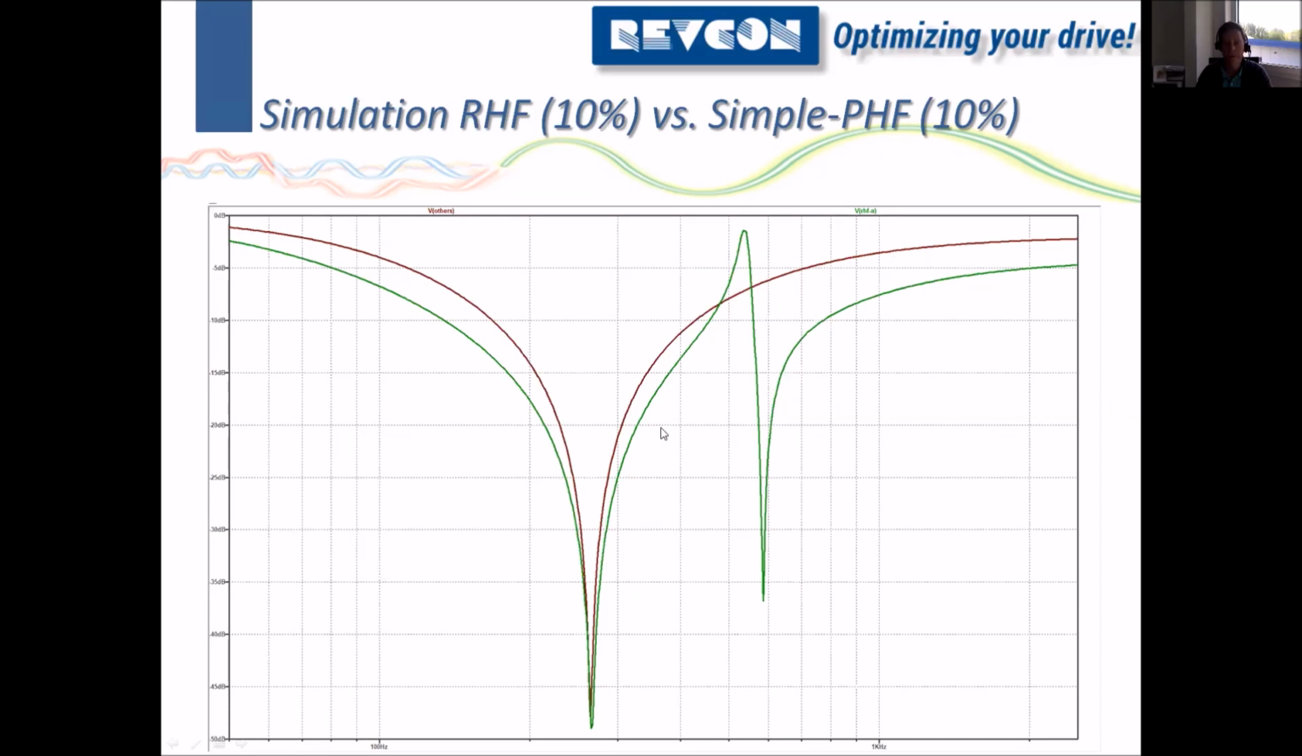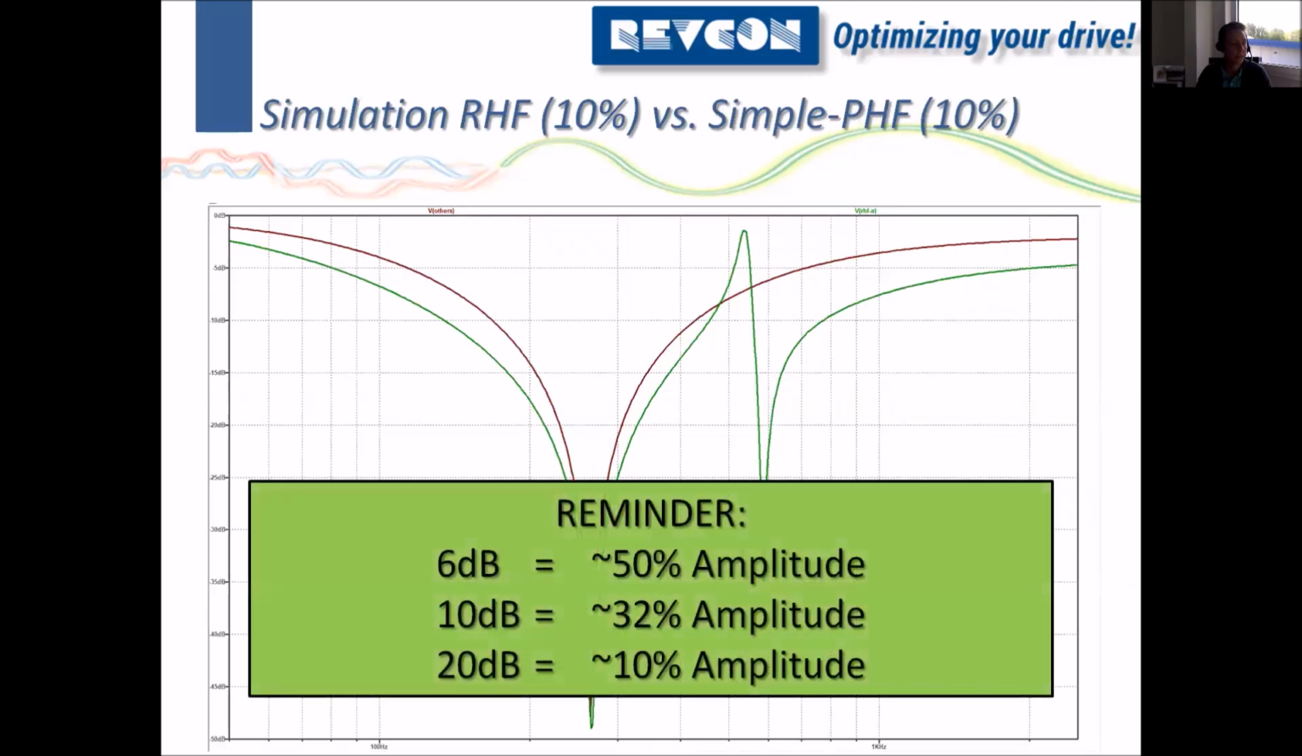To understand this diagram, first of all, we need to understand the decibel rating on the left side. On the left side, 6 decibel is equal to 50% amplitude. That means around here, we will have 50% amplitude. So if we add a 100 amp harmonic at this frequency, then we will see only 50 amp left.